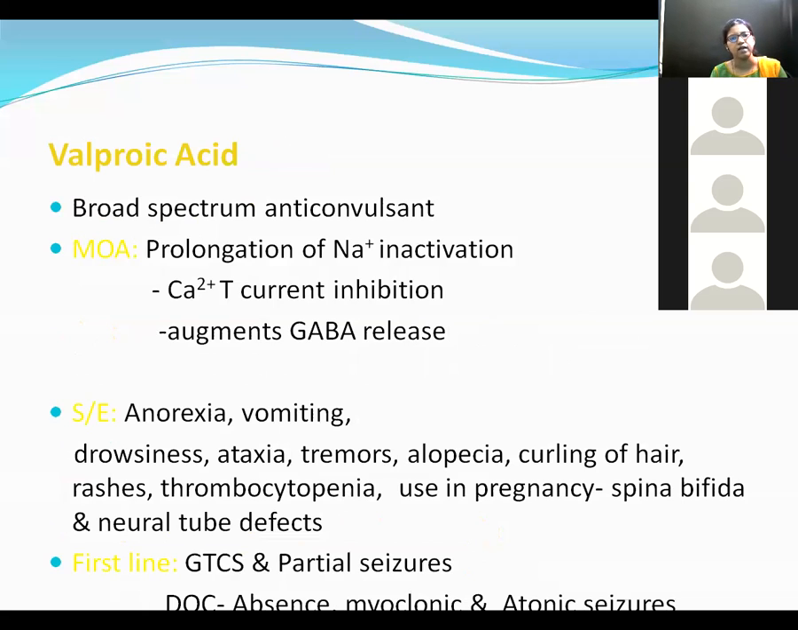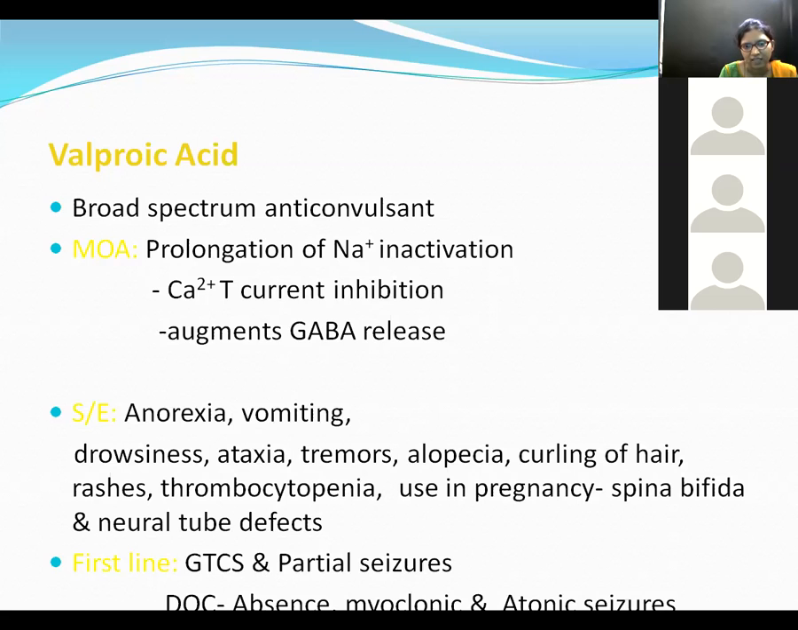Next drug is valproic acid. Valproic acid is a broad spectrum anti-epileptic drug. Valproic acid चे देखील साइड इफेक्ट फेनोटाइन सारखे खूप सारखे आहेत. ह्याची पिक्युलरिटी आहे, it is a broad spectrum anti-epileptic drug, कारण की ह्याला तिन्ही मेकॅनिझम असोसिएटेड आहे.